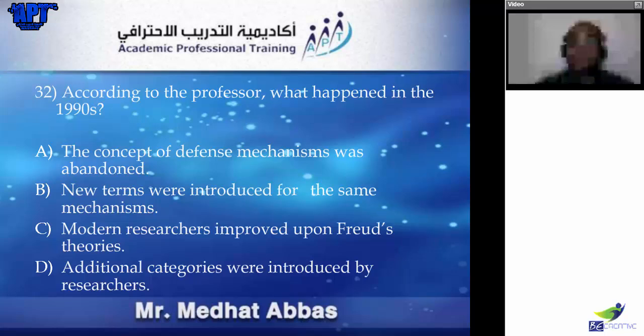32. According to the professor, what happened in the 1990s? Letter A, the concept of defense mechanisms was abandoned. New terms were introduced for the same mechanisms. Modern researches improved upon Freud's theories. Additional categories were introduced by researchers. If you have taken enough notes, you can reach that the right answer for number 32 is letter B. New terms were introduced for the same mechanisms. So 32, letter B.